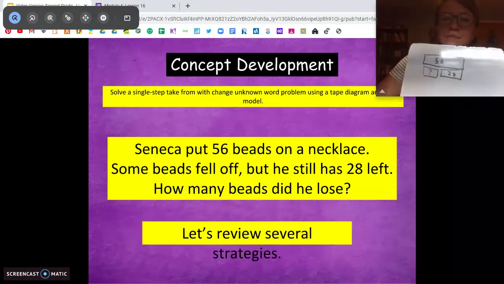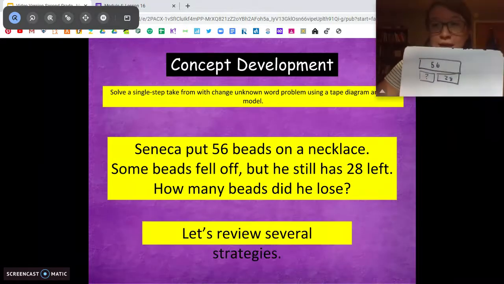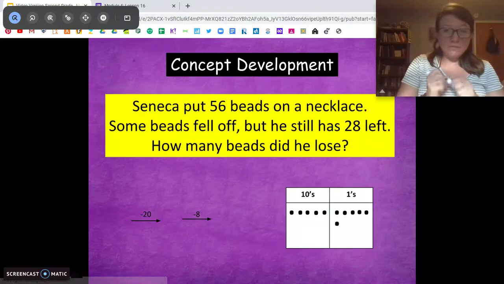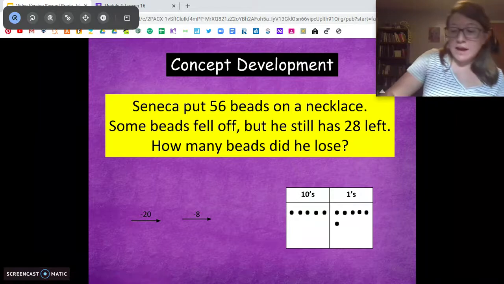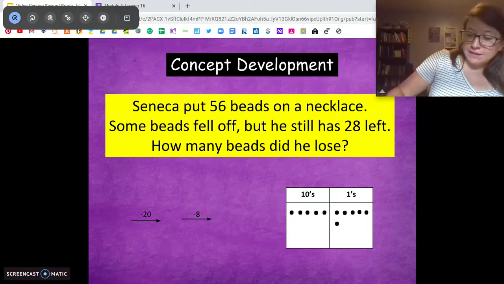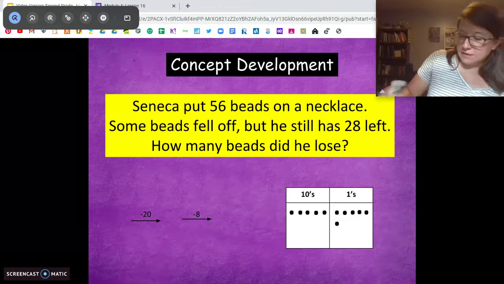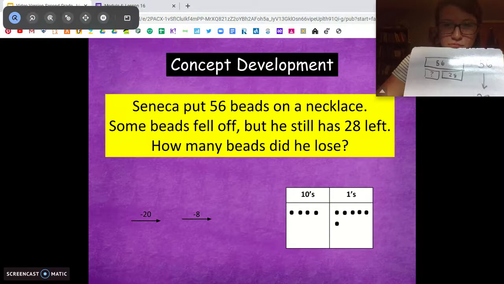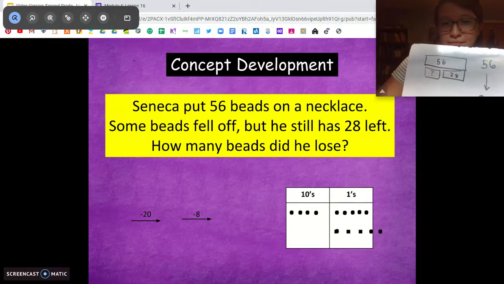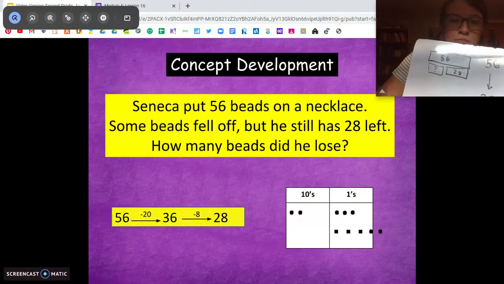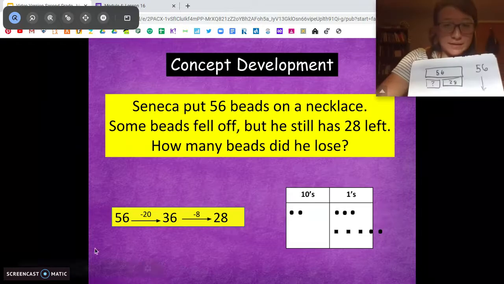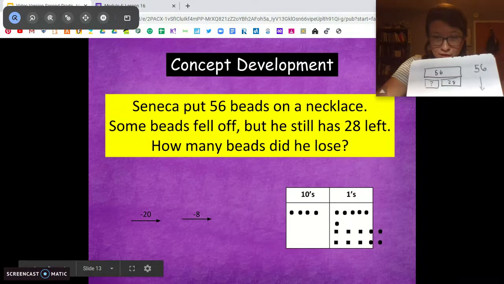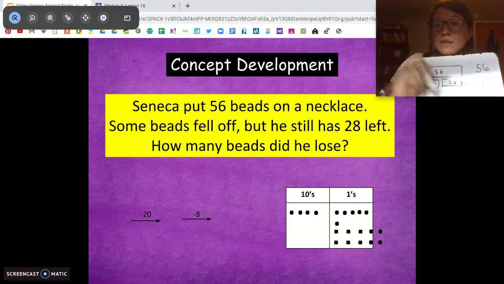All right? Okay, let's go over a couple different strategies to solve. So one way to do this would be using the arrow way. So we're starting with 56 and we need to get to 28, right? So we're going to take 20 off to start. 20 off to start gets us to 36, and then we're going to take another 8 to get to 28.